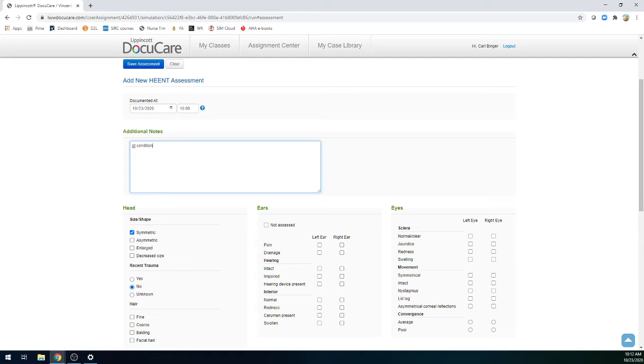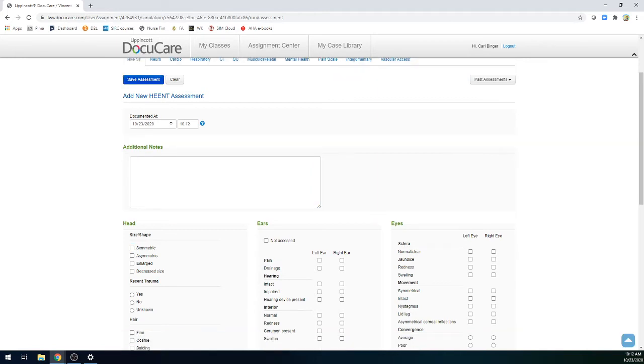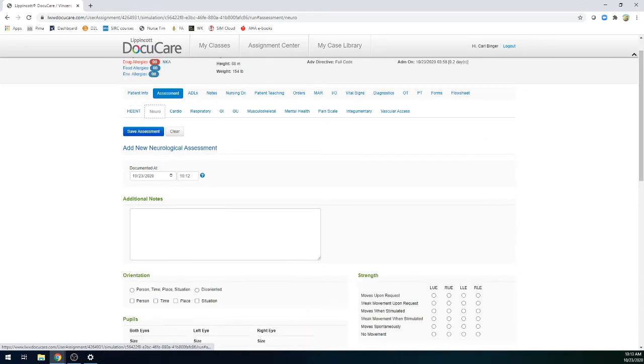Now, if it was a patient that had the head trauma or facial trauma, it would be more extensive in here. But because of the patient condition, I wasn't able to do the full assessment. That is fine. Okay? So don't forget, save your assessment. Okay? On to neuro.